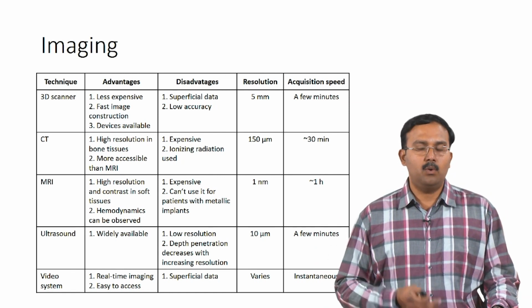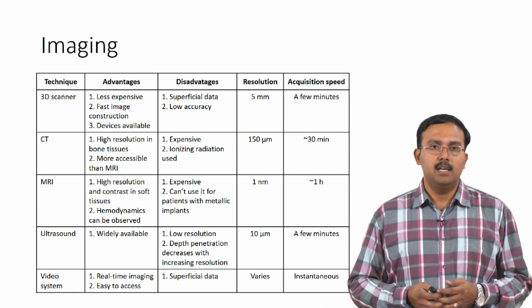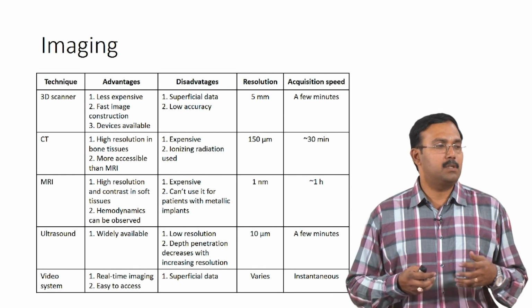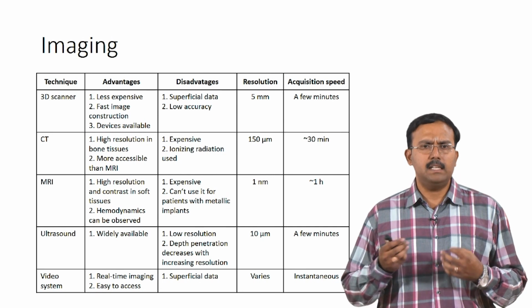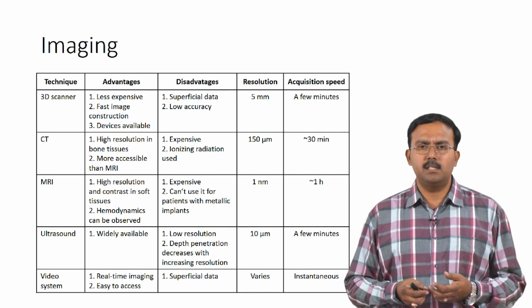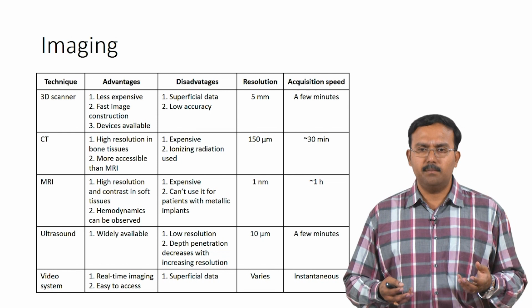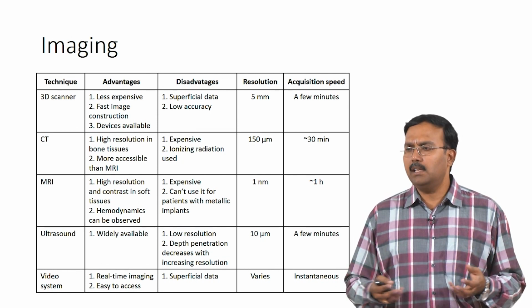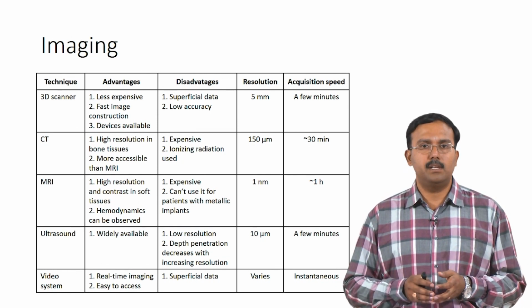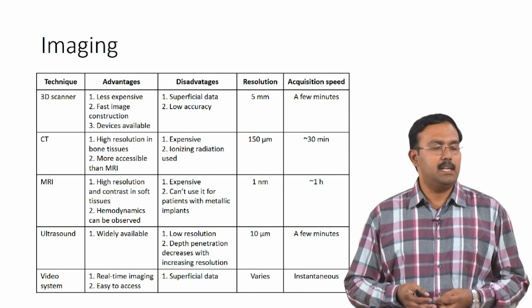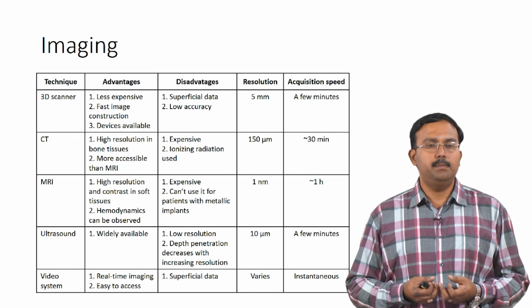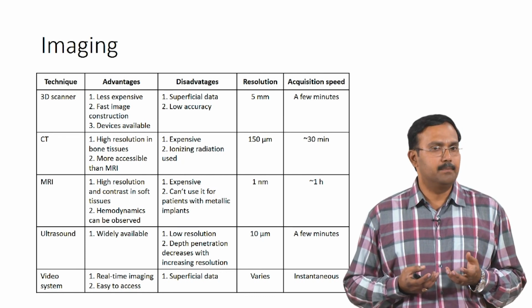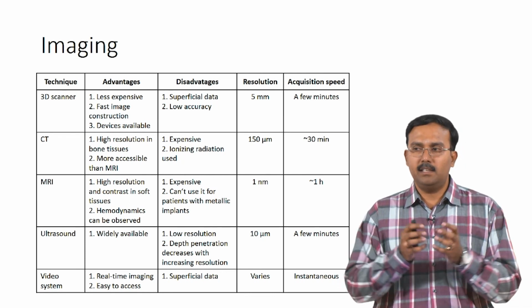All of these have their own advantages and disadvantages. A 3D scanner is something which can be used, and it is quite simple to use. It is less expensive to use this process, it is very fast to create this image. It can scan something very quickly and you would be able to reconstruct the image very quickly. Devices are commercially available, you can buy that and use it, but the disadvantage would be you will get only superficial data, you will not get the intricacies of the tissue.